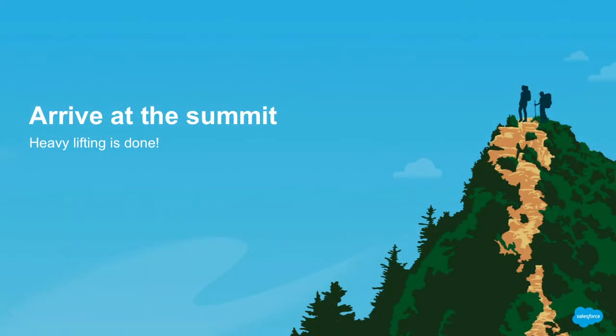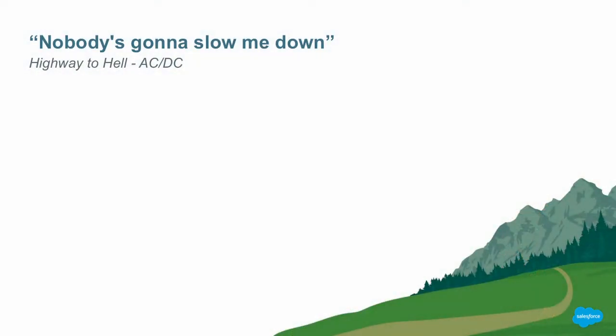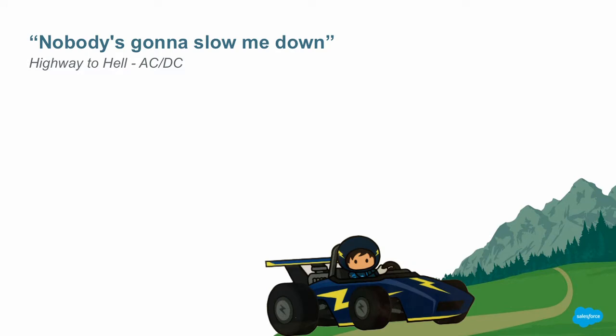But yeah, that's the heavy lifting. So we already arrived at the summit. What we achieved is that we have a real reusable generic service component for every Apex call in our project. So nobody's gonna slow me down. If you have done this once, and it takes some time, it takes some going through, but now you're done. Every developer in your organization can use this component and you can evolve this component.